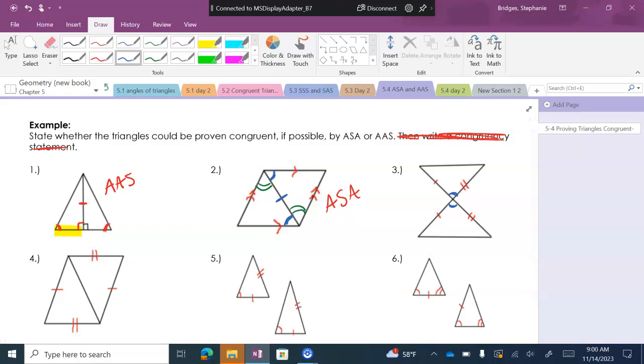So now I have 2 pairs of sides and 1 angle. There's only one option with 2 pairs of sides and 1 angle. It's just that the angle has to be in between the 2 congruent sides. Is the angle in between the 2 congruent sides? It is. So this is going to be side, angle, side.